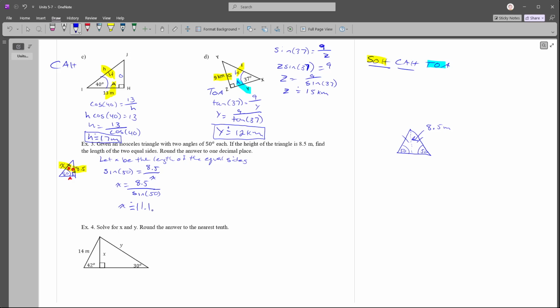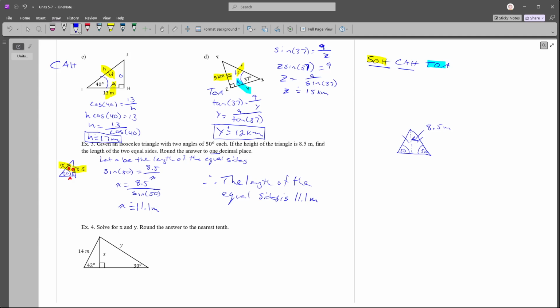What unit do we have here? Meters. Now, how did I know it was 11.1 meters? Where did that come from? I just did the calculation here. And why did I choose 1 decimal place? Because the question said 1 decimal place. That's it. So we have our therefore statement. Therefore, the length of the equal sides is 11.1 meters. There we go.